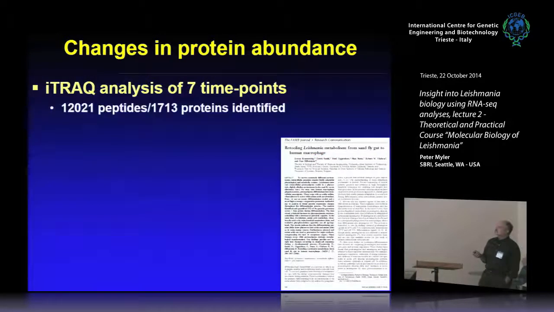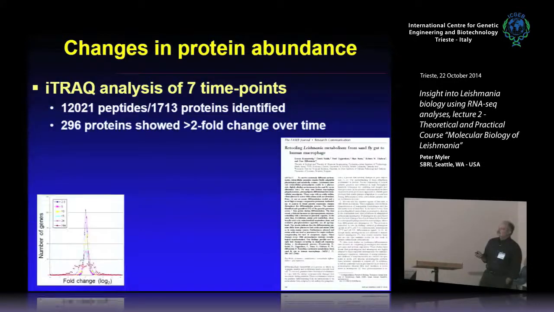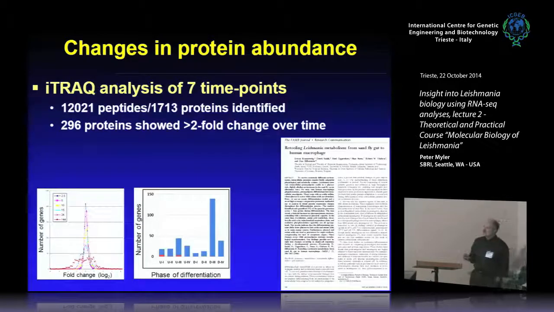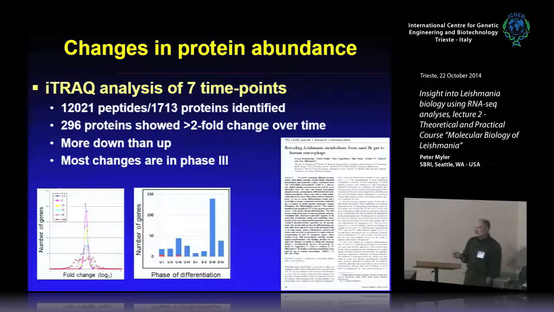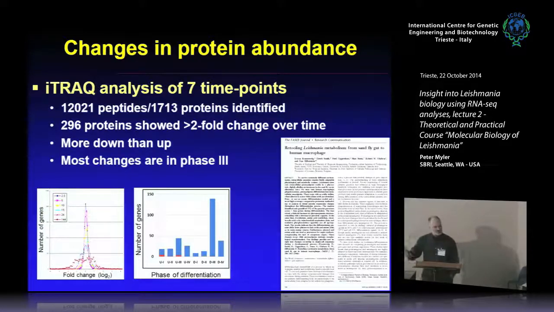So this was data that was published earlier this year. If you look at the proteins, there's a number of changes in protein levels. They were able to detect 1,700 proteins out of the total 8,500. So it's reasonable coverage, but obviously not complete coverage. And of those, about 300 of them showed at least a 2-fold change. More of them went down than went up. And most of the changes in protein level occurred in phase 3. So there really were not very many big changes in protein level in phase 1 and 2.